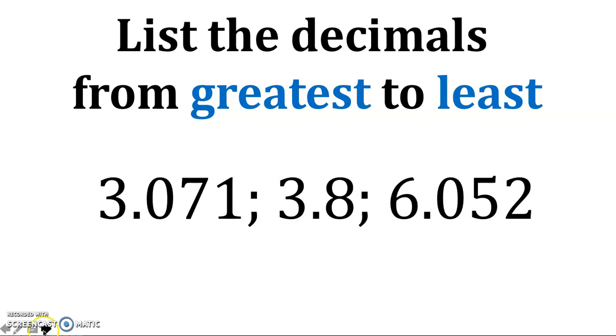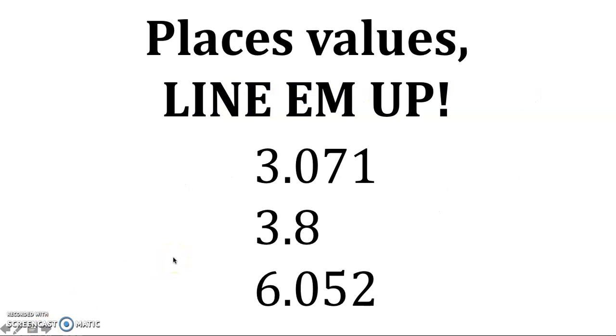As I said before, we start off by saying place values, line them up. Make sure your ones place is perfectly aligned, decimals perfectly aligned, tenths place perfectly aligned, hundredths place perfectly aligned, and thousandths place perfectly aligned. Now, I'm sure some of you are thinking, Ms. Fields, what's going on right here? How are we going to compare this decimal to anything if there's nothing there?